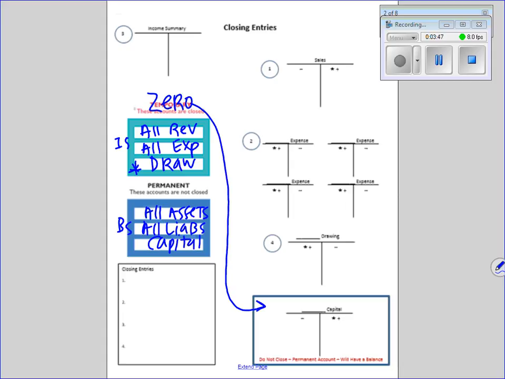Do we close cash? Nope. How about AR, equipment, or accumulated depreciation on equipment? Nope. We're not going to list those here because they're permanent. They're all rolling together. Same thing with the liabilities. I see accounts payable and I see unearned rent revenue. Okay? They're not being closed.